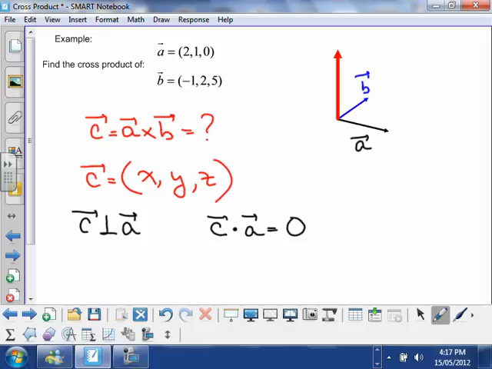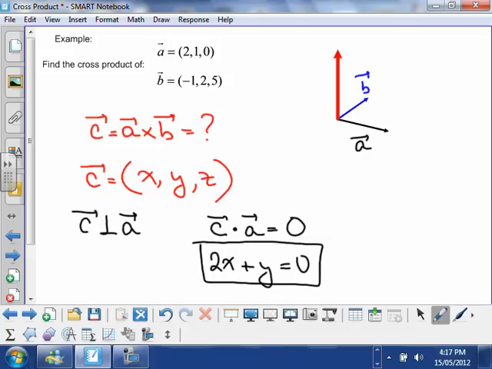Now, how can I rewrite that? The dot product of C and A will be 2x plus y equals 0. So that is my first relationship here: 2x plus y equals 0.